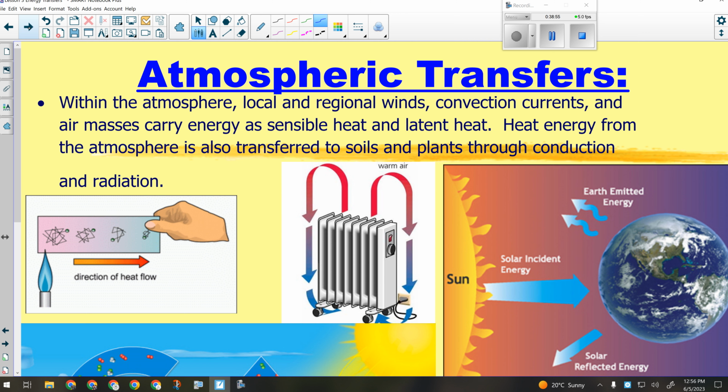Then there's convection. Convection happens in fluids. That would be air, gases, and water. It sets up currents called convection currents, and we use those to our advantage as much as we can. Hot air rises, cool air descends. You guys have heard that before, right?